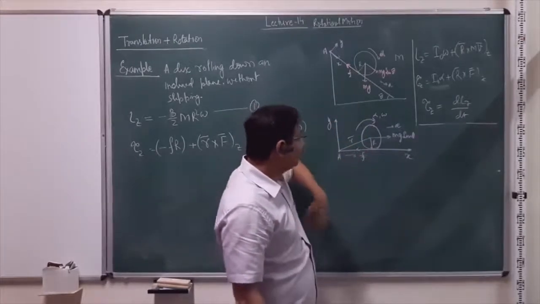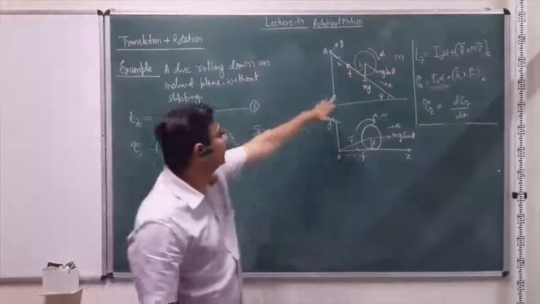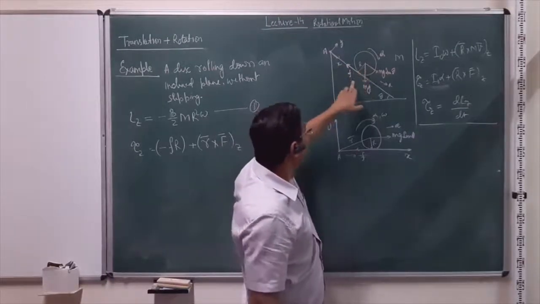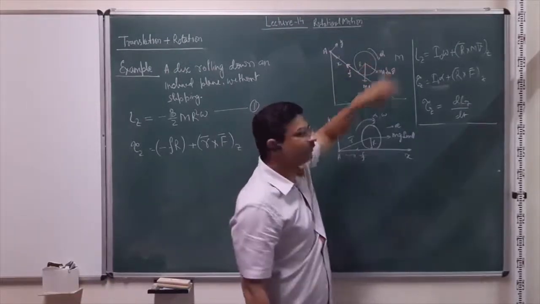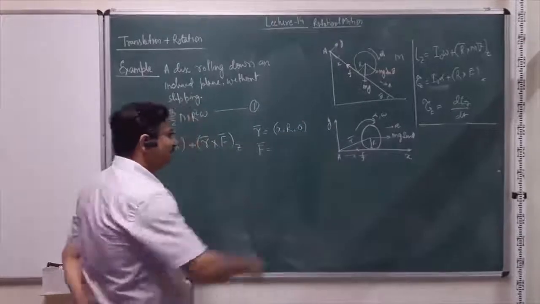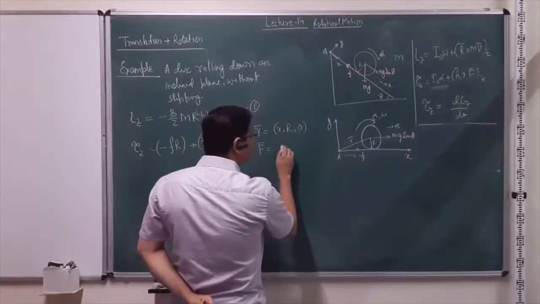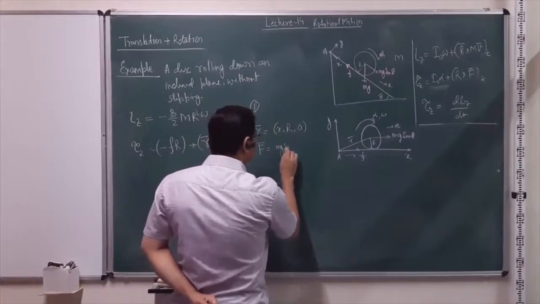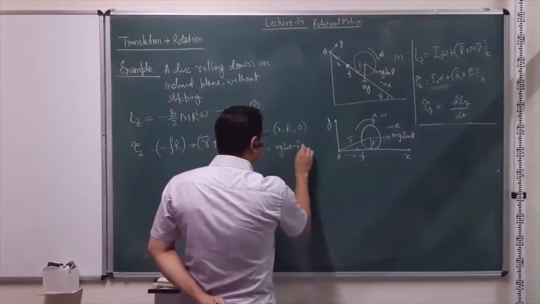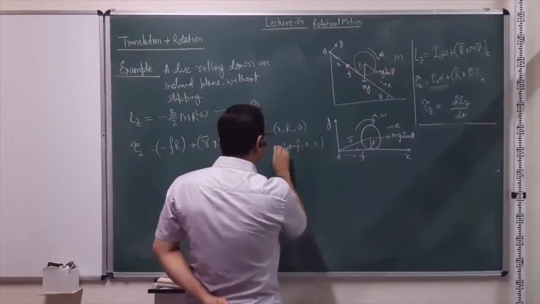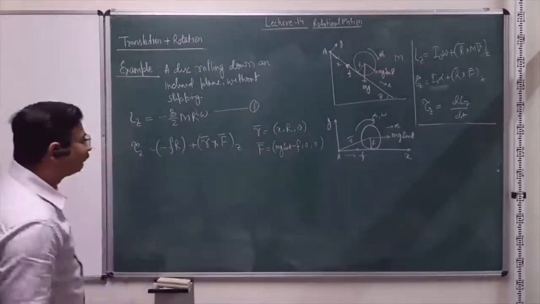Along the y direction, we don't have any net force, because downwards will be mg cos theta and upwards will be the normal reaction, and that will balance out. There is no motion along the y direction. And similarly for z, here this will be mg sin theta minus f, 0 and 0. Okay, so these are my forces.